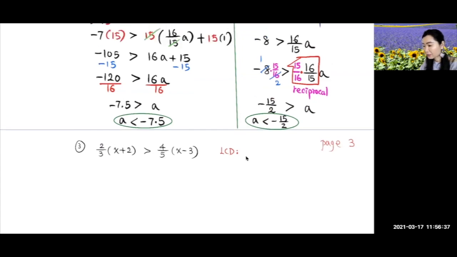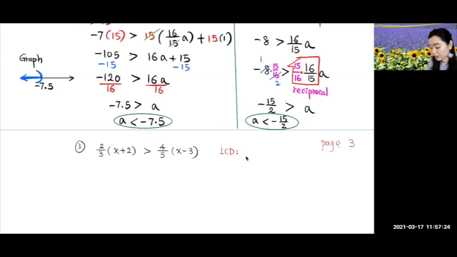Now to graph this, let's look at the graph. For your homework, you graph this. You locate negative 7.5. Because this is strictly less than, negative 7.5 is not included, and the numbers less than that will be on the left side. You have a parenthesis over here because negative 7.5 is not included. Another way to put that is negative 15 over 2.